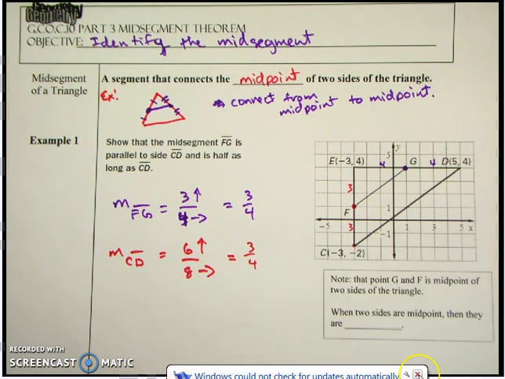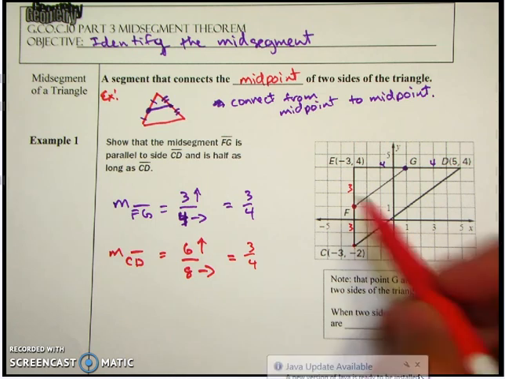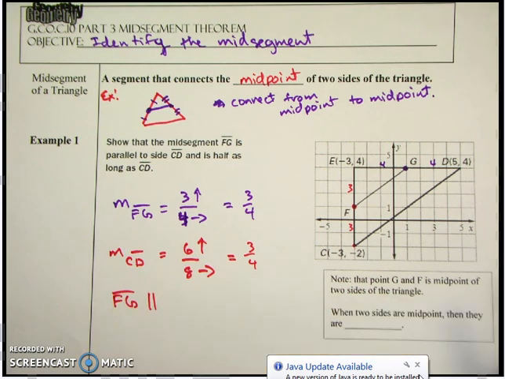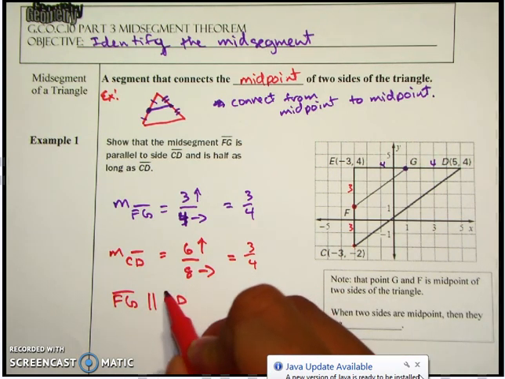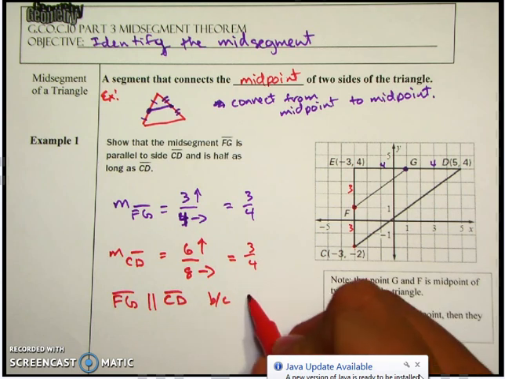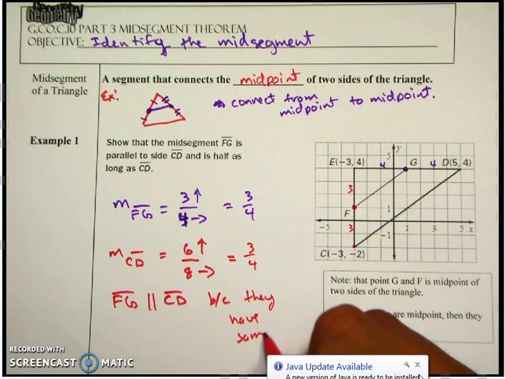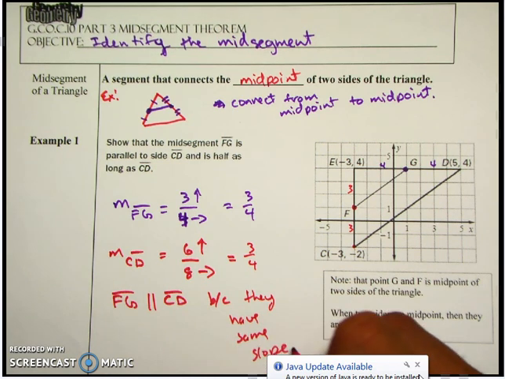Okay? So now you can say that FG is parallel to CD because they have the same slope. Okay?